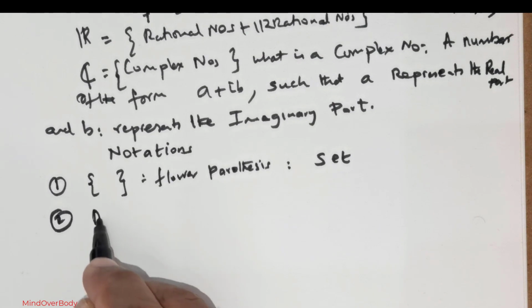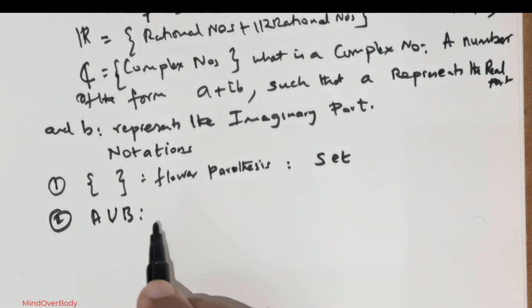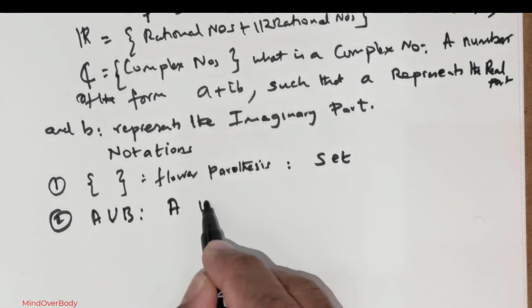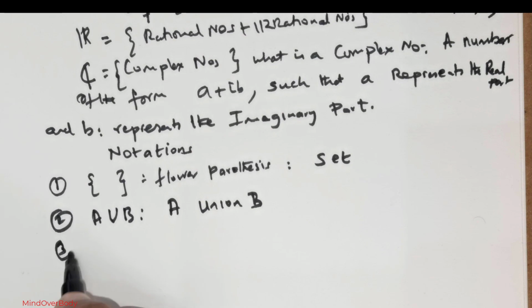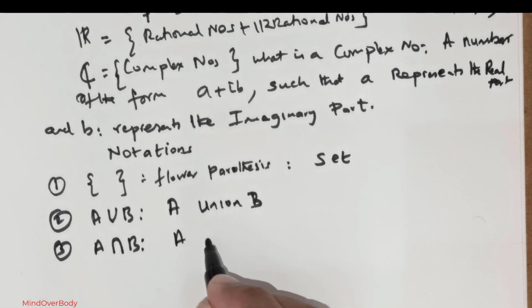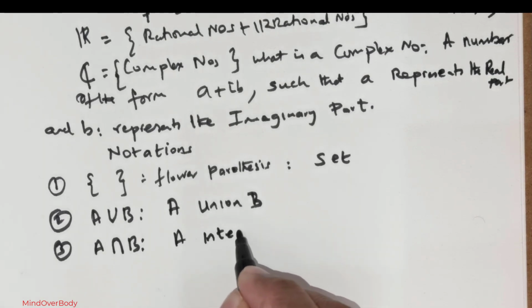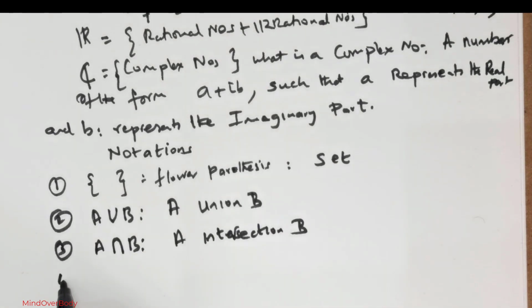Okay, number 2, when I write it like this, A U B, what is it? This means A union B. Number 3, what is it? A, inverted U, and B. What is the meaning of this? This means A intersection B, A intersection B.